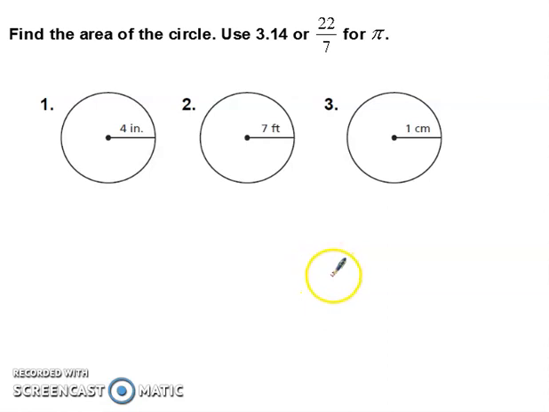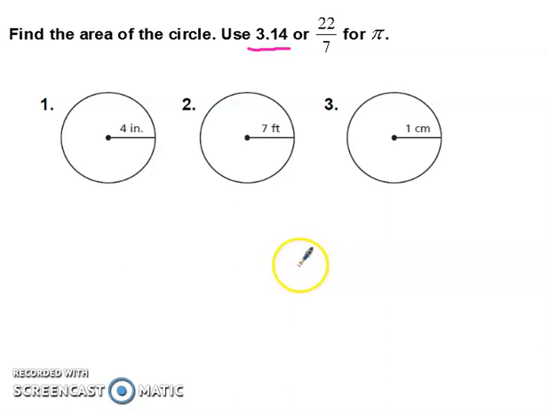Here's the warm-up. It says find the area of the circle. Use 3.14 or 22/7 for pi. I always use 3.14 for pi. All of my tests say to use 3.14 for pi. The homework says use 3.14 for pi. And it's very important that if the instructions say to use 3.14 for pi, you need to follow those directions. You cannot use the pi key. If you do that on Big Ideas, it will mark the answer wrong. So if the instructions say to use 3.14 for pi, you make sure that you do.